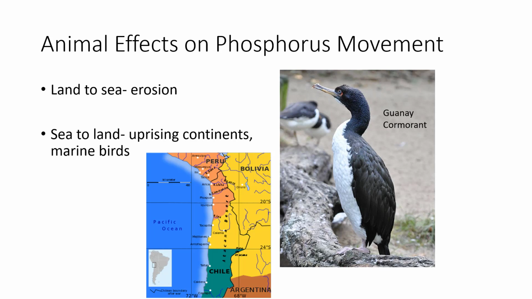So how do these guano cormorants get all this phosphorus up onto the land? Well, they ate fish in the ocean. Where did the fish get their phosphorus? Well, they got it from marine algae. Where did the marine algae get it?